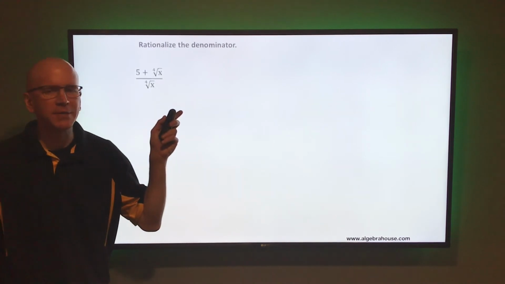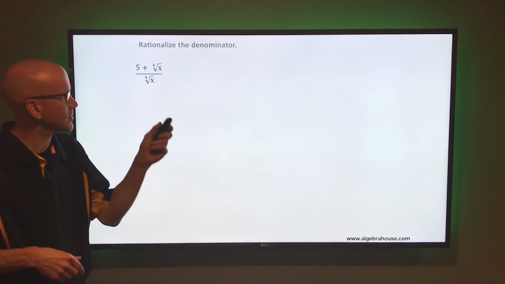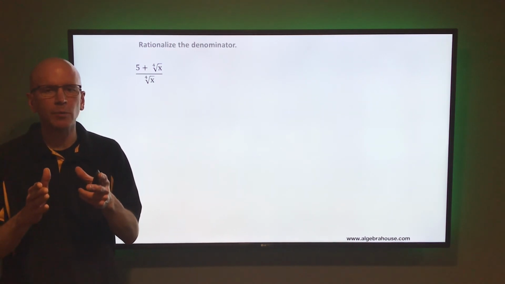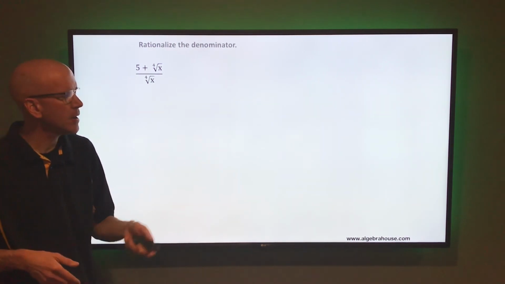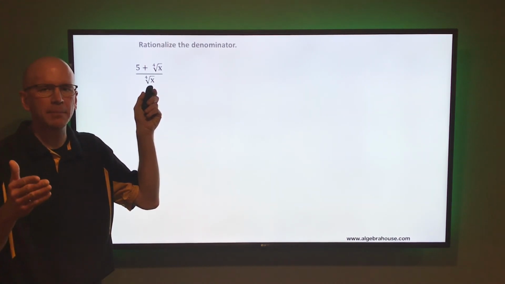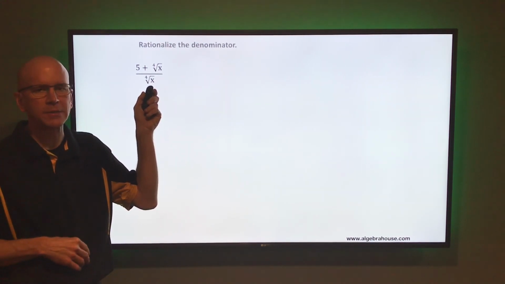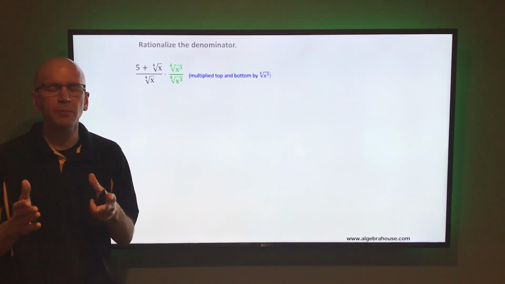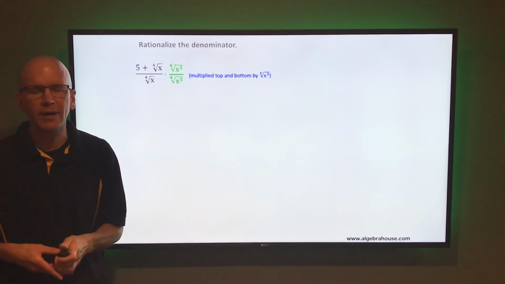Going to rationalize the denominator of 5 plus the 4th root of x all over the 4th root of x. To rationalize the denominator means that we're going to get rid of the radical sign from the denominator. Right now in the denominator, you have the 4th root of x. So we're going to multiply the top and bottom by the 4th root of 3 more x's. That means you're going to multiply the top and bottom by the 4th root of x to the 3rd.